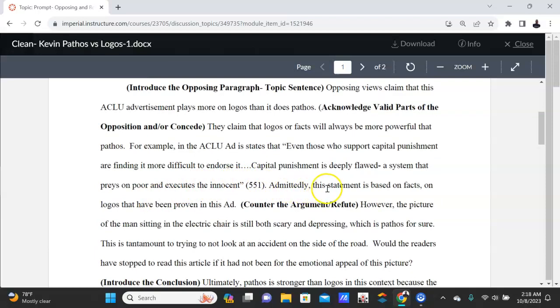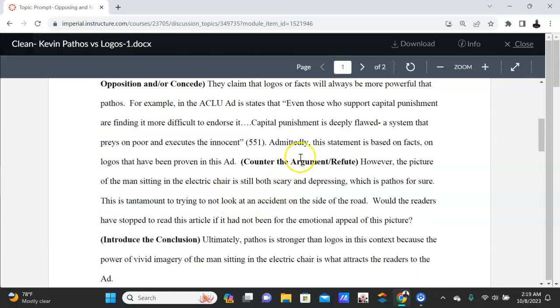Then I said, admittedly, this statement is based on facts, on logos that have been proven in the ad. So I'm saying, look, there is logos. They are stating facts, and you're going to use a quote to support the other side, and then you're going to refute it. You're going to spin it back to your side. However, the picture of the man sitting in the electric chair is still both scary and depressing, which is pathos for sure.